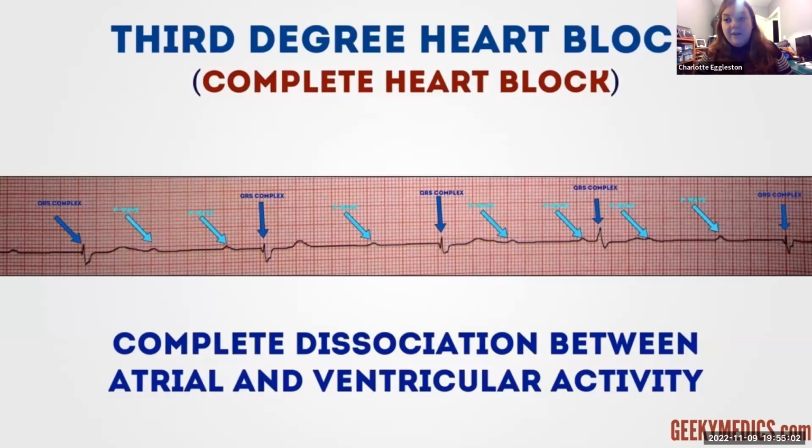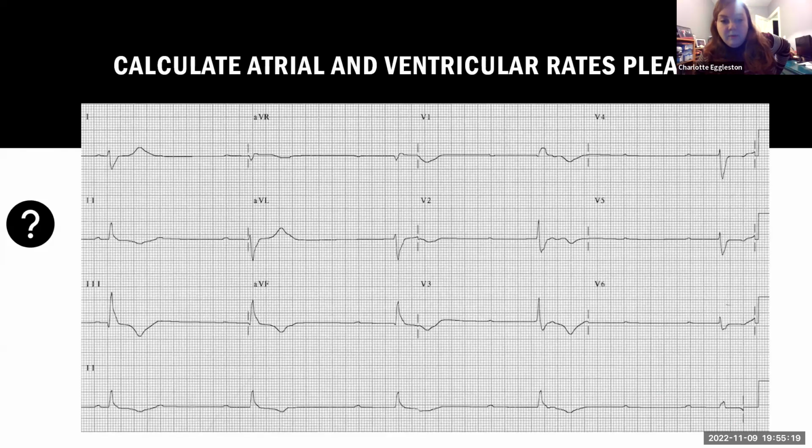And this one's quite satisfying because I tend to use the same technique I do with the rhythms for this. I'll do a little line for the P waves and move it along, and similarly for the QRSs, and they'll be completely not related to each other, but you'll see that the P waves are still regular and the QRSs are doing their own thing. Can anyone work out the atrial and the ventricular rates on this one? Sometimes the challenge with this is finding two P waves.